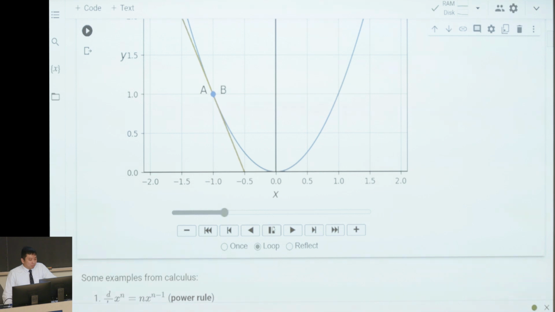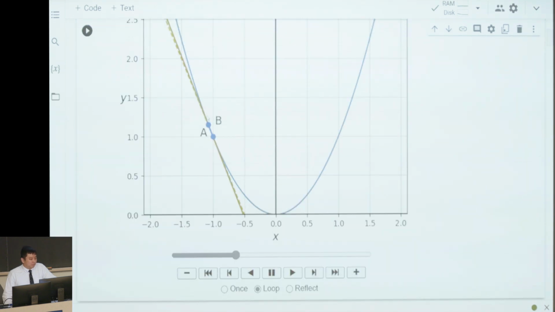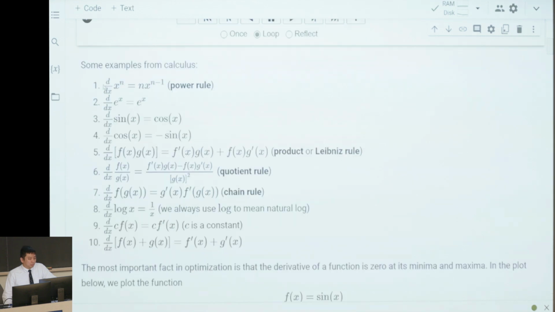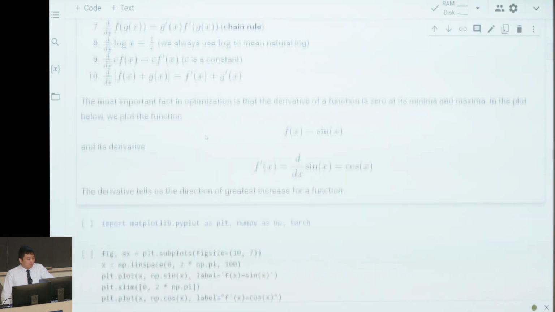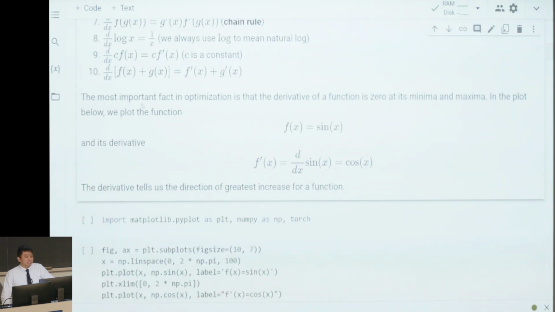An important property: first, there are all these rules that we know for taking derivatives of specific types of functions like polynomials, e to the x, trigonometric functions, product, quotient, chain rule. All these different rules let us take derivatives exactly. And the important fact is that the derivative tells you which direction to go if you want the function to increase or decrease.